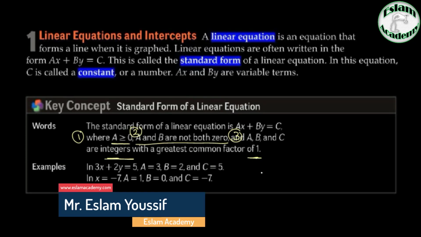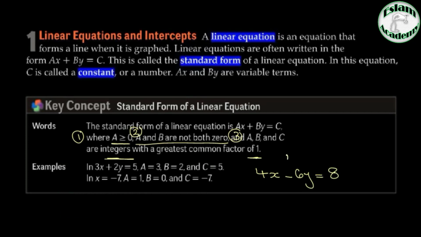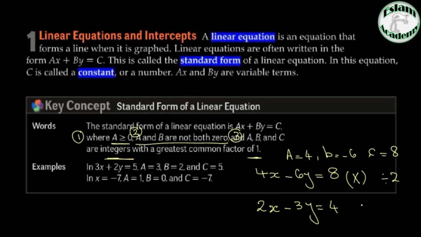For example, we can say that 4x minus 6y equals 8, where a equals 4, b equals negative 6, and c equals 8. That's not the simplest form, because we can divide all of them by 2. If you divide all of them by 2, the answer now will be 2x minus 3y equals 4. And that is the standard form in the simplest form.